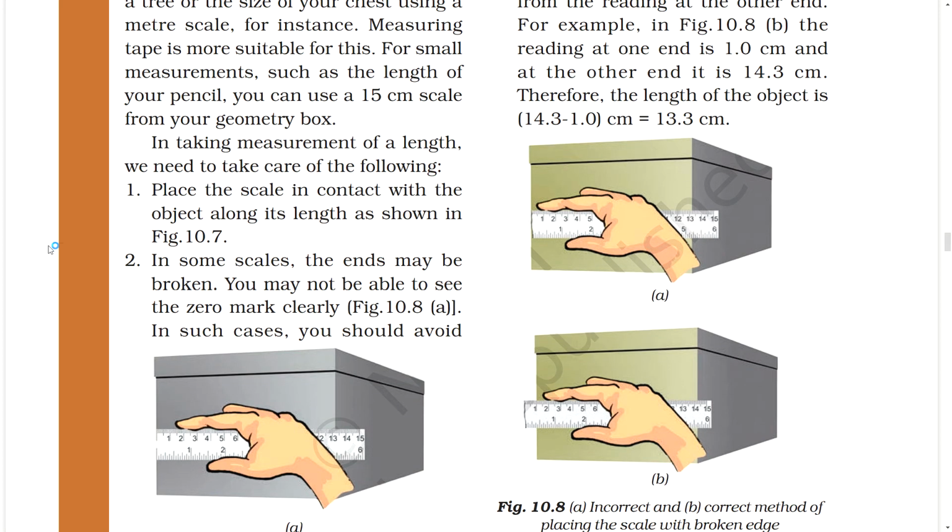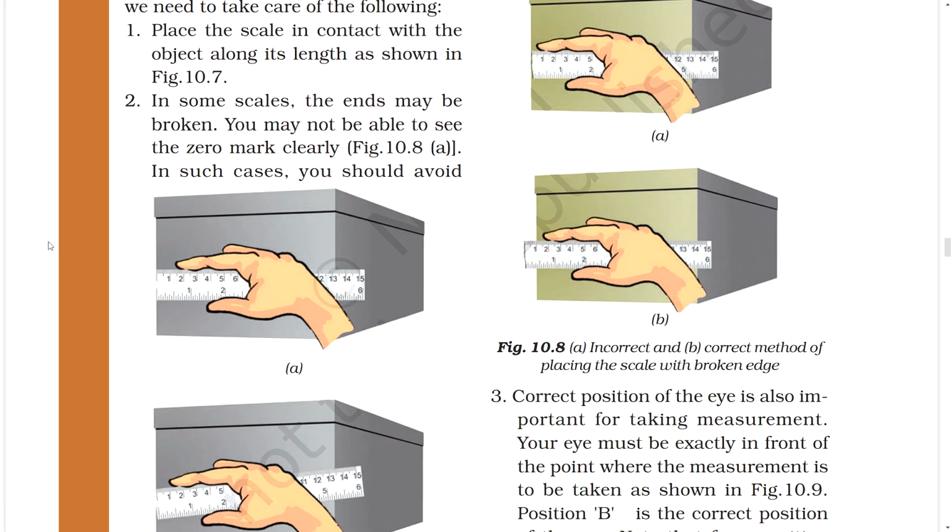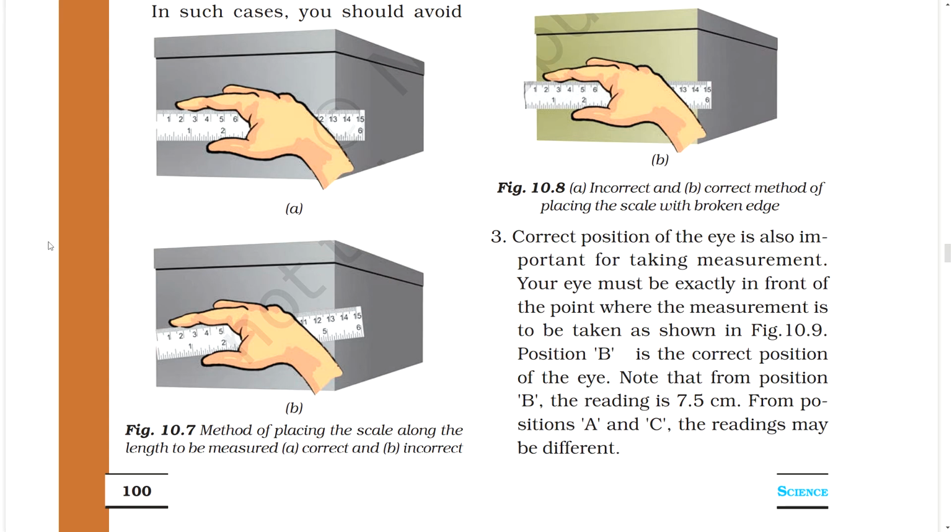1. Place the scale in contact with the object along its length as shown in the figure. 2. In some scales, the ends may be broken. You may not be able to see the zero mark clearly. Figure A. In such cases, you should avoid. Figure: Method of placing the scale along the length to be measured. A. Correct and B. Incorrect.